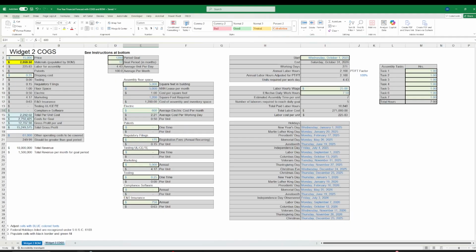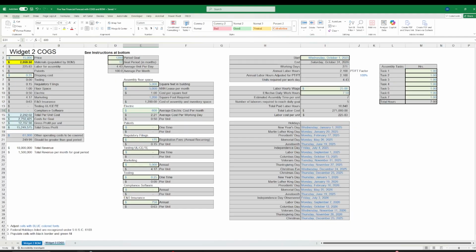So you've got your electric, and this one's kind of hard. Unless you're using a watt meter on every single item that is drawing electricity, it's going to be difficult to calculate the actual amount of electricity that this production line is using. So you kind of figure it out.